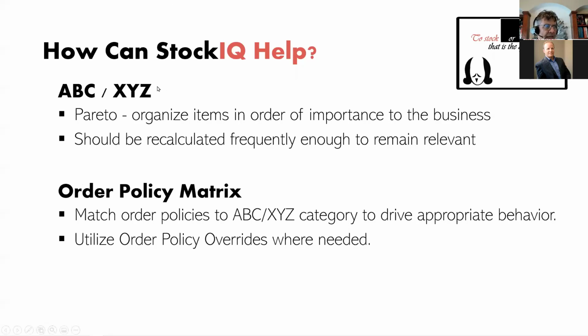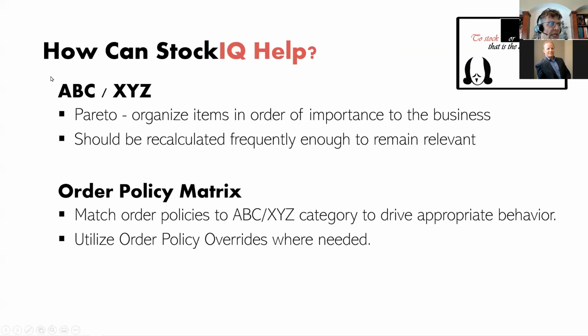And this can be a dynamic calculation in that you can tell StockIQ to recalculate it over time at a certain interval: daily, weekly, monthly, quarterly, annually, and so on. You want to pick the frequency that seems the most appropriate to help make sure things are relevant. Something that's an A today, next month might be a B, or something that's a C now might be an A in a couple months.